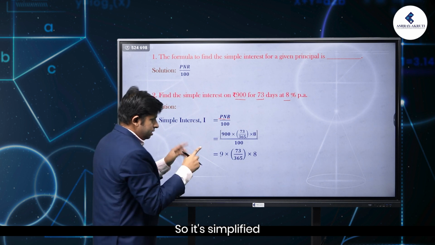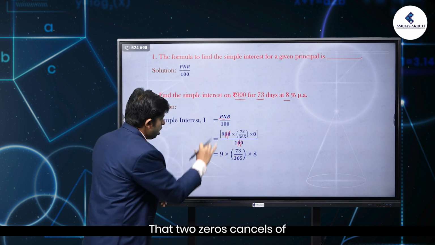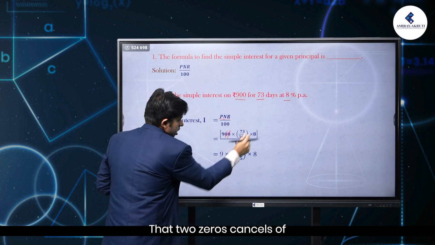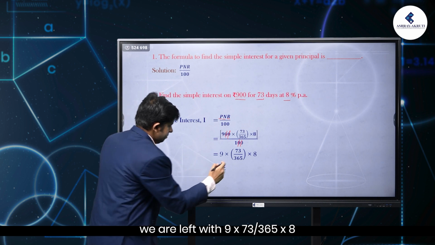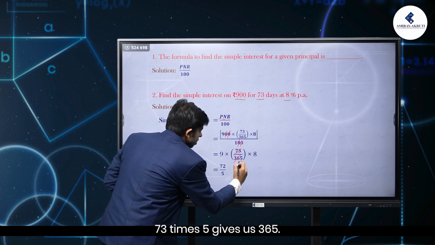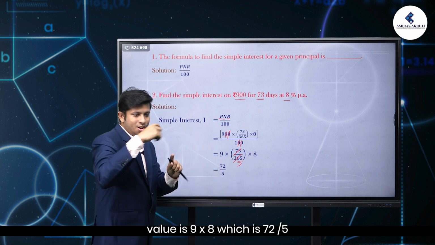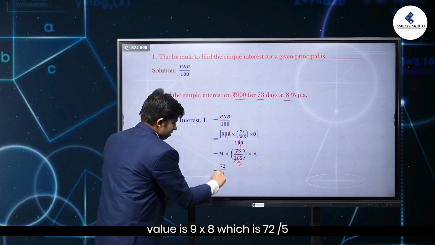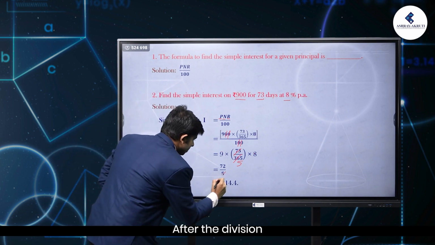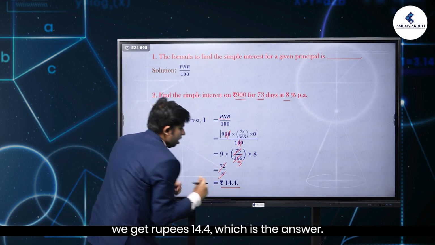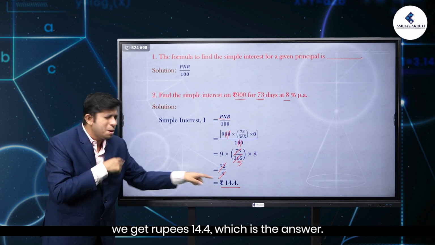So let's simplify 900 into 73 by 365 into 8 by 100. The two zeros cancel off. We are left with 9 into 73 by 365 into 8. 73 times 5 gives us 365. So the final value is 9 into 8 by 5, which is 72 by 5. After the division, we get rupees 14.4, which is the answer.